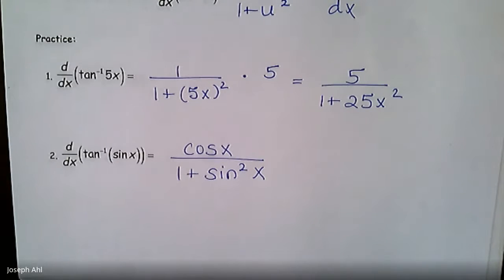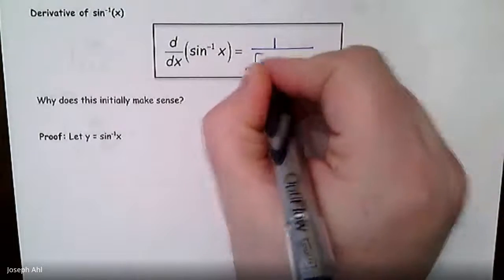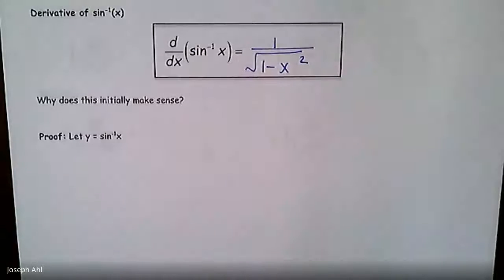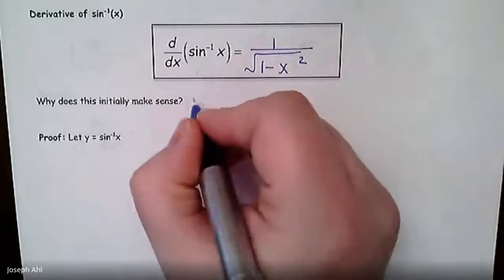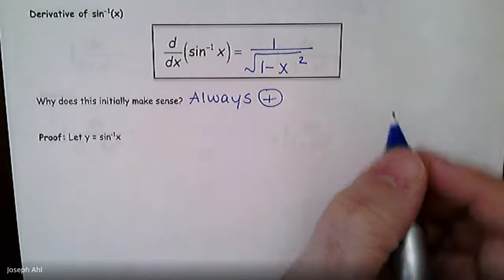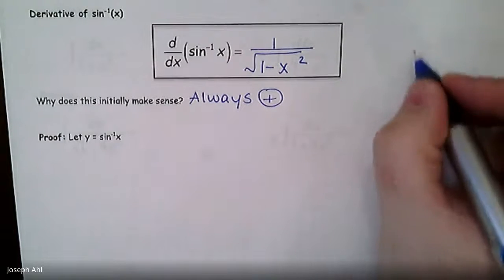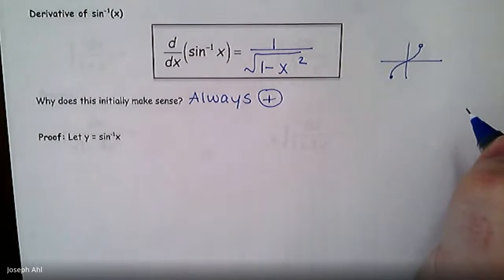All right, well, moving on from here. Let's talk about the derivative of sine inverse then. Well, sine inverse's derivative is 1 over the square root of 1 minus x squared. Why does this initially make sense? Well, no matter what I plug in for x, I know that this is always going to return a positive quantity. And if we think about the graph of sine inverse, it is always increasing. So that's good.